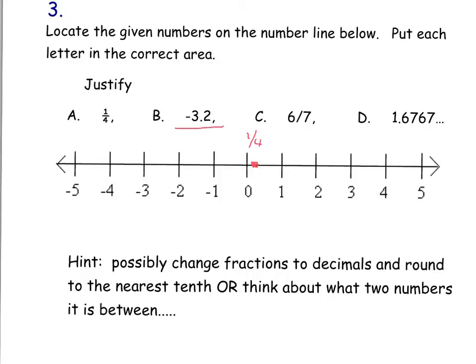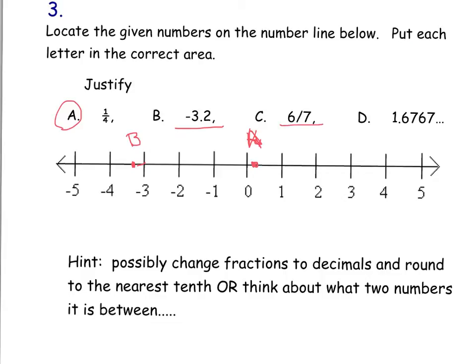Negative 3.2. So negative 3 is there. We have to go, if this is 1/2, 0.2 is going to be a little bit closer to negative 3. So right here. And instead of putting the number above, now we have letters that we can use. So instead of putting 1/4, I'm going to put an A. Instead of putting negative 3.2, I'm going to put a B.